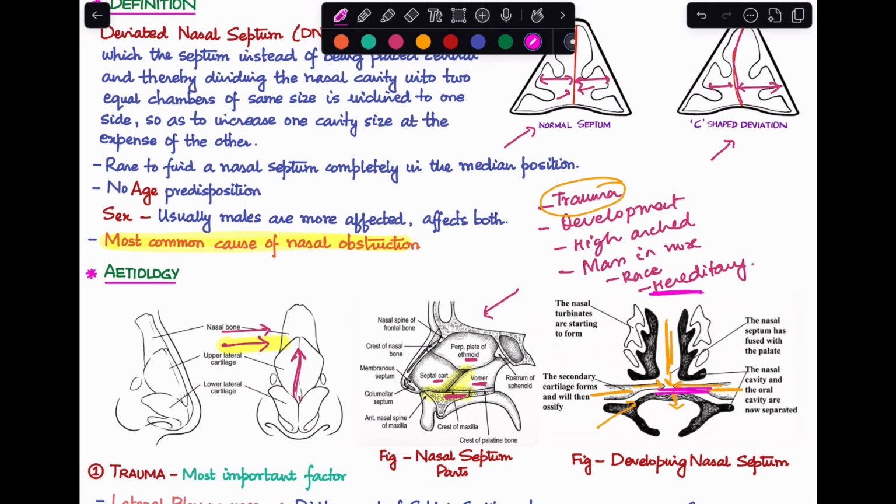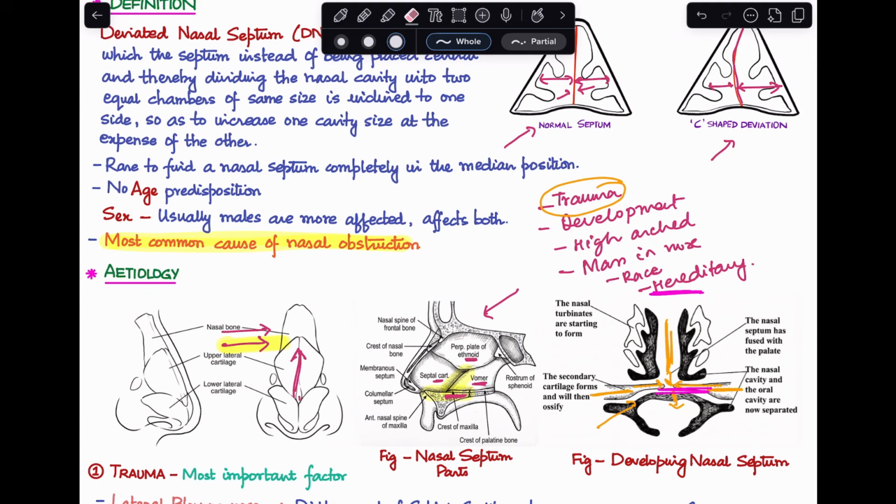And you'll also see that DNS can be seen in patients who come to you with cleft lip or cleft palate, or even with some kind of dental abnormalities. They end up having a problem with the septum being deviated towards the other side. So that's how developmental error can cause DNS.